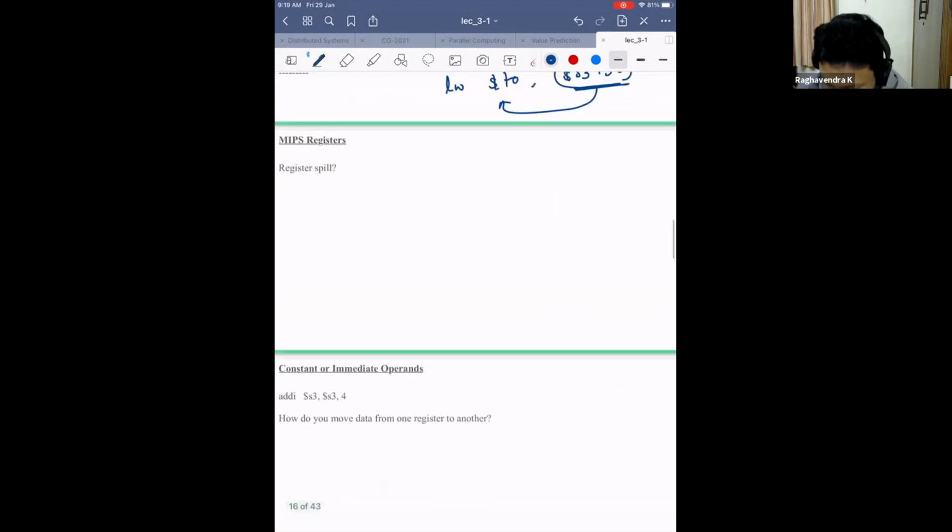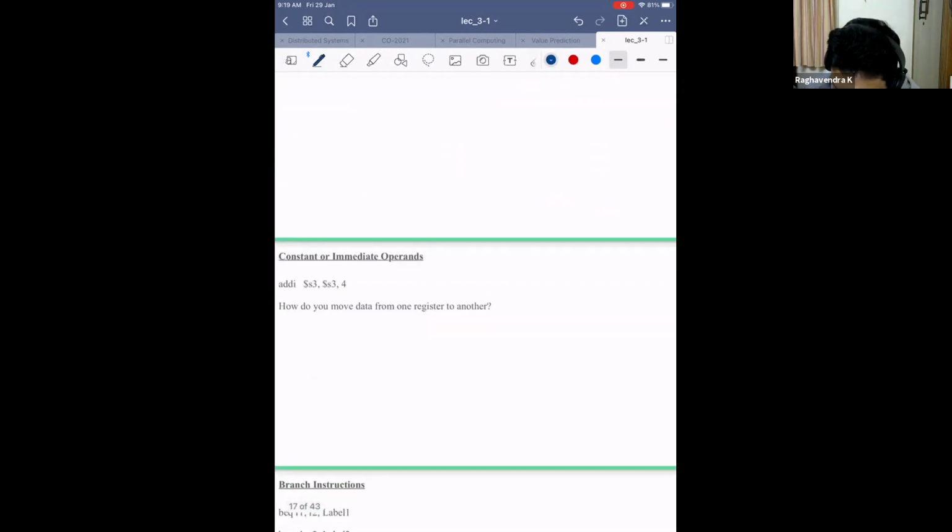Let's come back to this instruction. We said that I can add, so what is this instruction doing? This instruction is taking the value in this register S3 and adding 4. The I represents immediate. So I am taking the value in this register S3, adding 4, and keeping it back in S3.